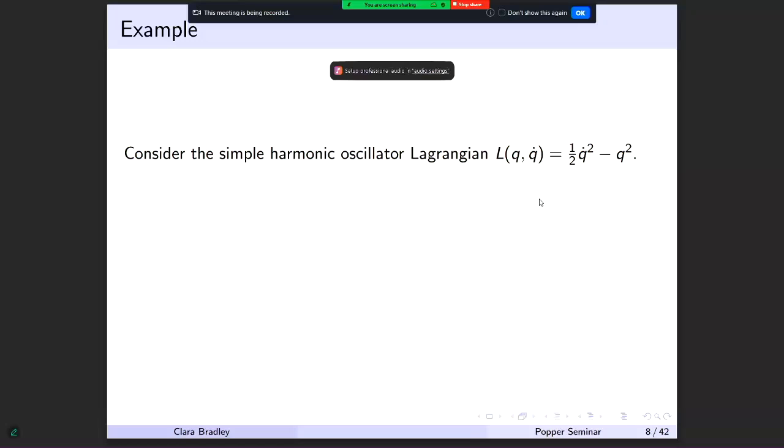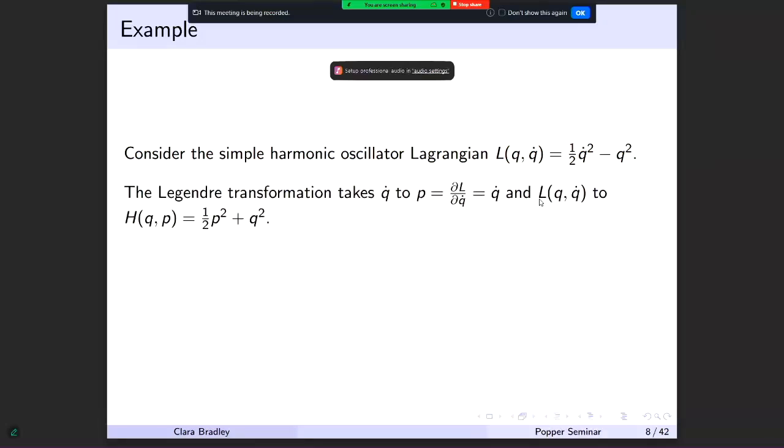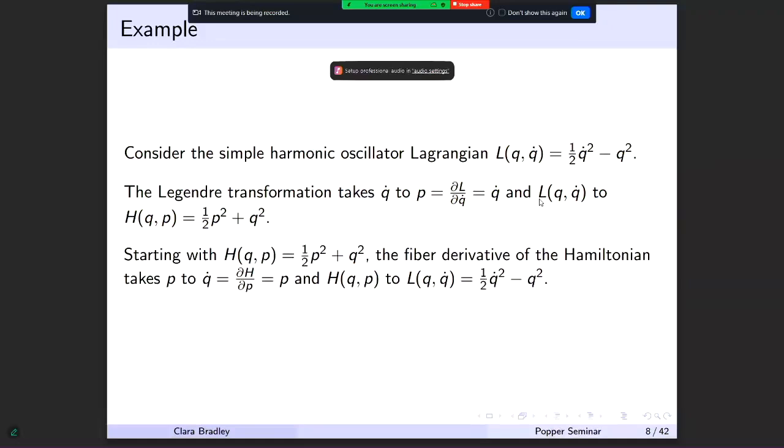So we have this Lagrangian, and now when we take the Legendre transformation to define the Hamiltonian theory, we get that the momentum is just equal to the velocity in this particular example, and we can define the Hamiltonian from the Lagrangian via the way I defined earlier, and it's well-defined and unique. And we can go the other way round.